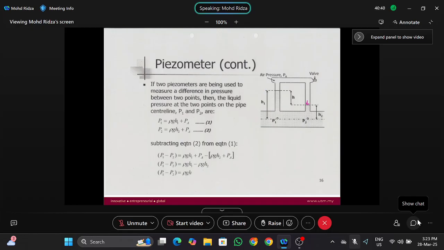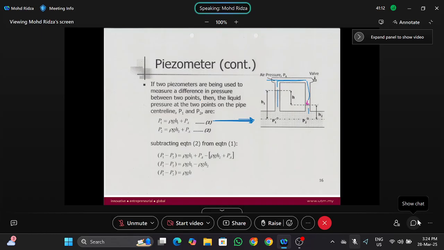This is two piezometers connected. Right, they have two piezometers connected. So this is a pipe. I'm assuming the water is moving from left to right. Okay, good. That's the direction. So you have piezometer 1, and then you have piezometer 2. It's connected, and you have air pressure here.